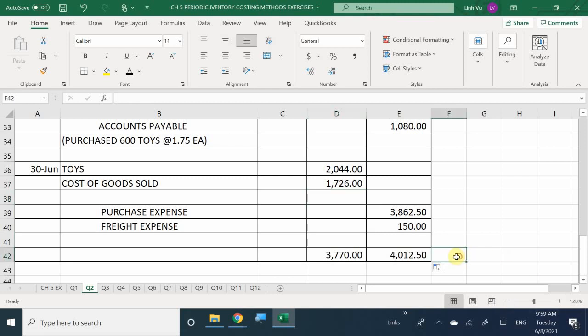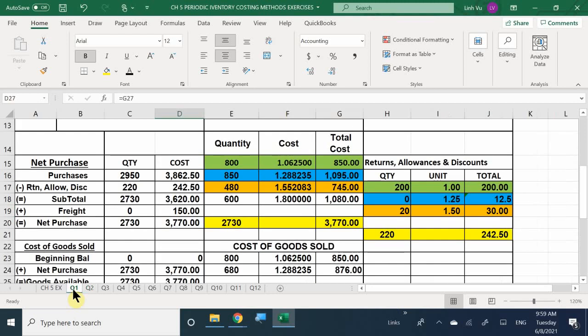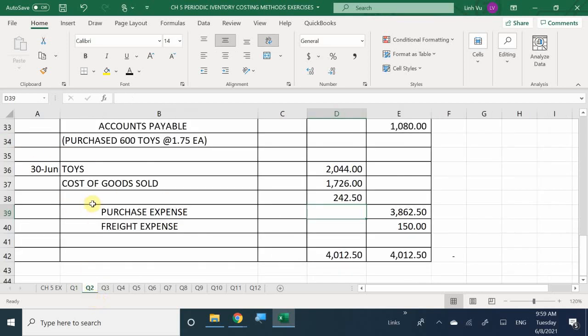All right, if you want a hint. So you're missing the 242.50. Correct. 242.50. And what is that? Where does my 242.50 come from? Under your returns, allowances, and discounts. So correct. In this case, we're going to be debiting. Yes, that's what it is. Good. Purchase.